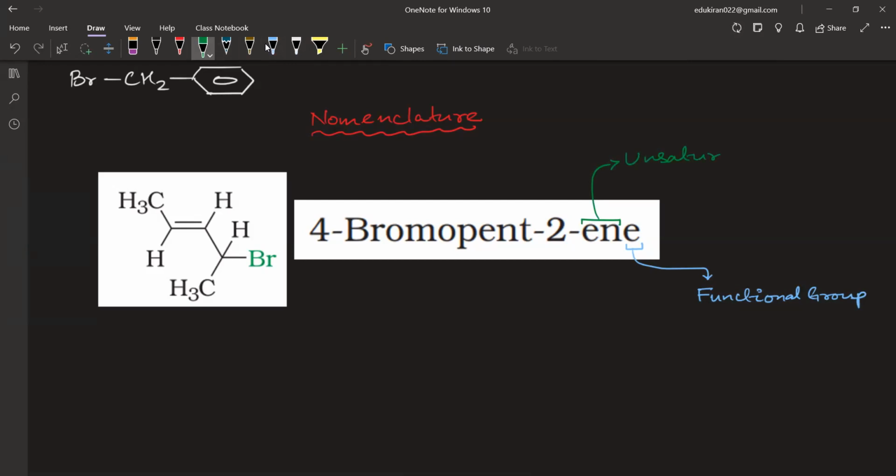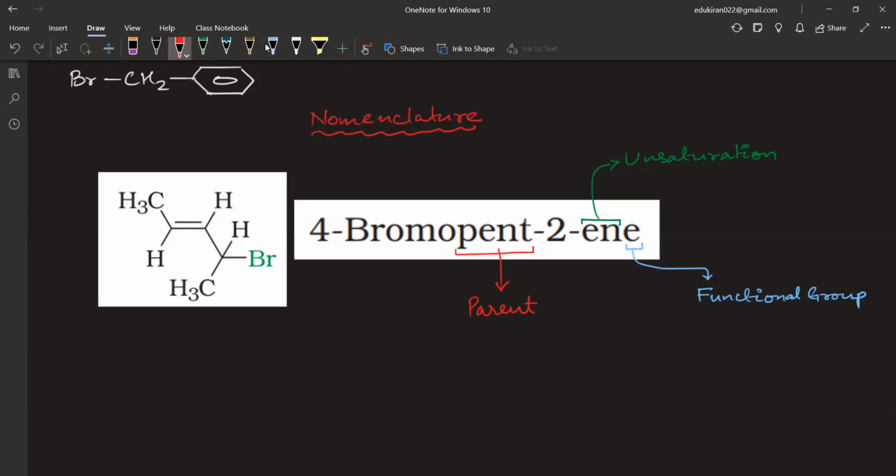Whether it is a double bond, triple bond or single bond. Is that right? Yes or no? Please tell me. All of you agree till here? Then we have this pent. What is this pent telling me about? Pent is telling me about the main chain, the parent chain. Yes or no?